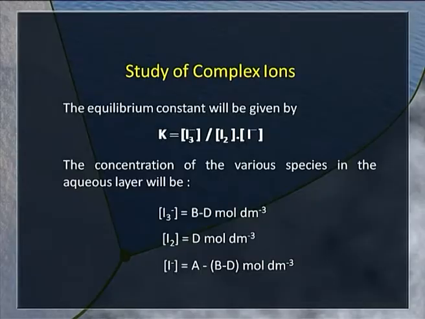The concentration of the various species in the aqueous layer will be I3 minus is equal to B minus D moles per dm cube. Concentration of I2 is equal to D moles per dm cube, and concentration of I minus is equal to A minus B minus D moles per dm cube.